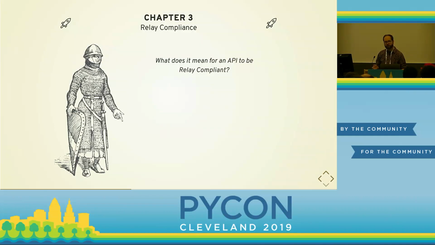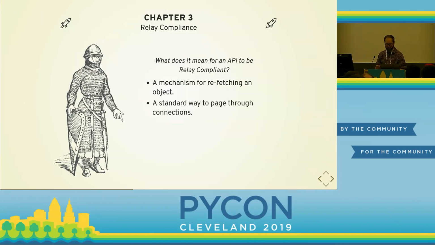So what does it actually mean when an API is relay compliant? That basically means that we provide a mechanism for refetching the object, a standard way to page through connections of a list of data, and a structure around mutations to make them more predictable. We'll dig into each of these requirements and how we can pretty easily satisfy them using Graphene.